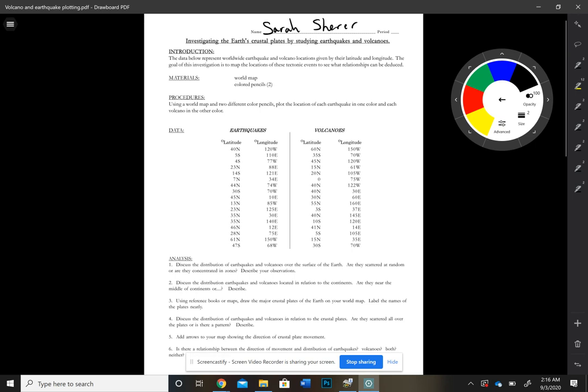Introduction. The data below represents worldwide earthquake and volcano locations given by their latitude and longitude. A way that my husband memorized latitude and longitude is latitude fatitude. So this line is latitude. And this line is longitude.